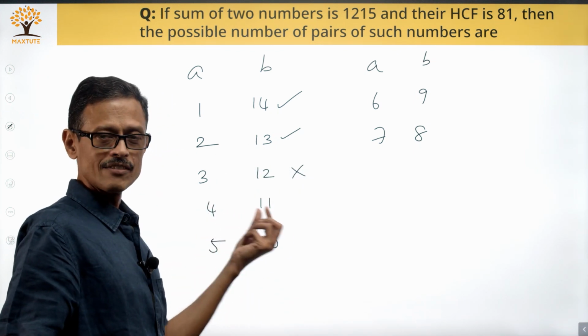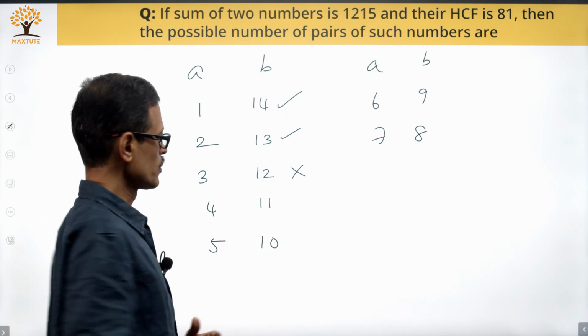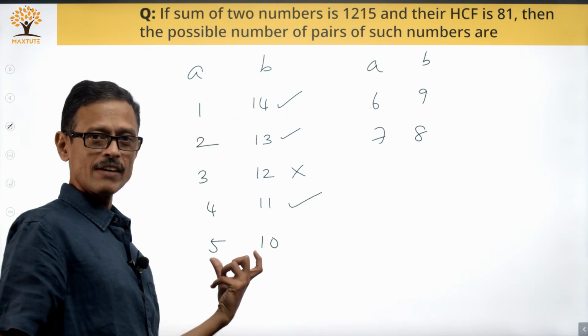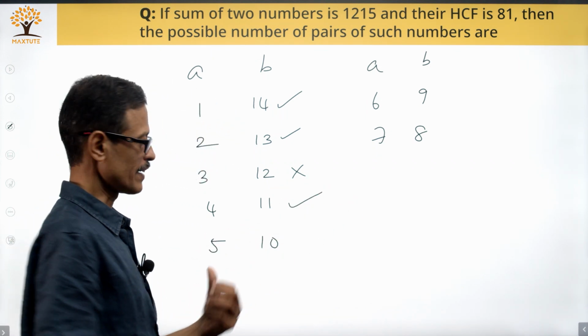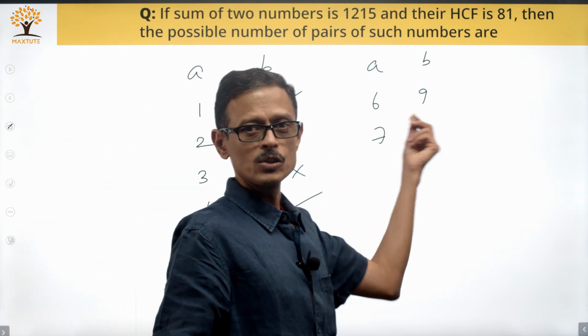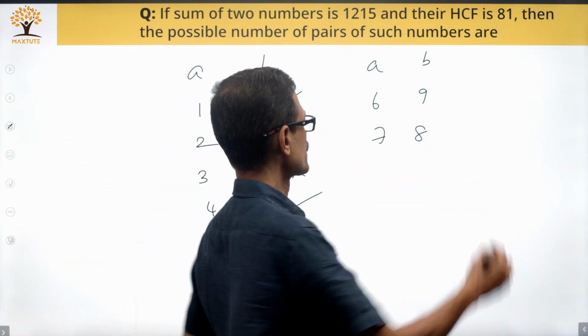4 and 11, 11 is a prime number. 4 does not have anything common with 11. So this is basically co-prime, we'll take it. 5 and 10, 10 is 2 times 5, so the HCF is 5. This will not work. 6 and 9, 2 times 3, 3 times 3, HCF is 3, therefore this will not work.